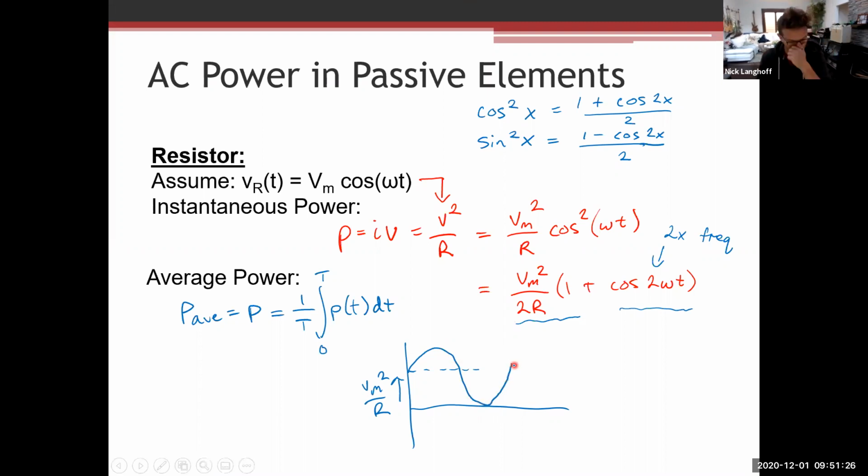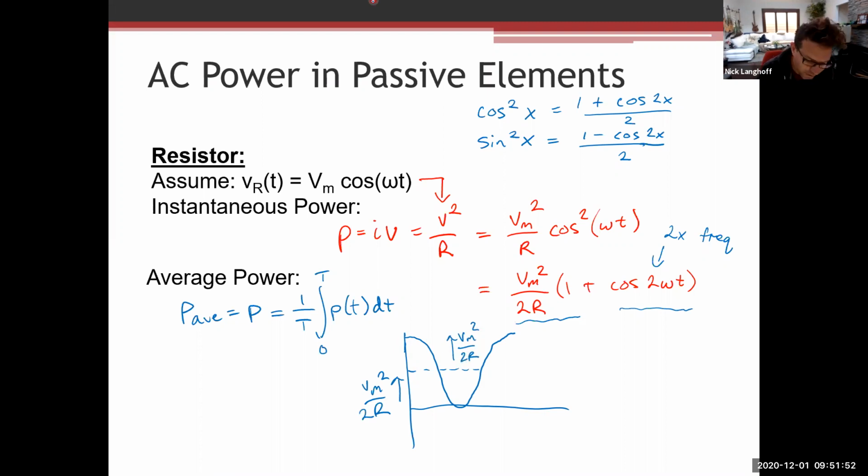Doesn't work as well when my pen goes so slow. I can't see where it's going. But anyway, those are supposed to be equal amounts there. Let's see, this should be a cosine, shouldn't it? So then this should look something like this. Okay, where this is also an amount of Vmax squared over 2R down here.